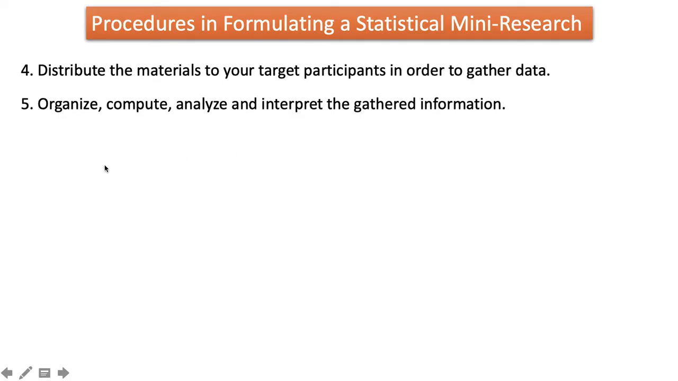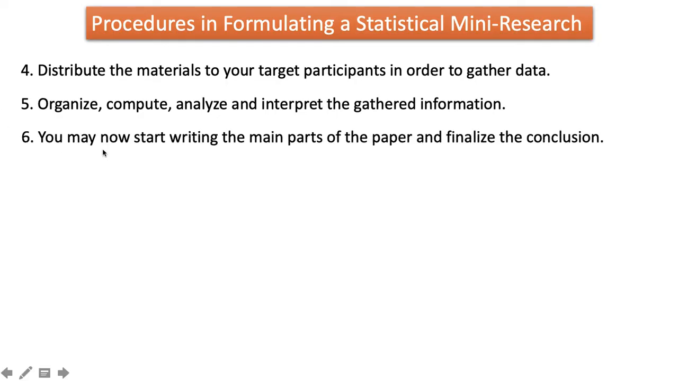So this is where we're going to make a frequency distribution table. Then we're going to decide which measures of position we're going to use. It may be quartile, decile, or percentile. So after that, we can now start writing the main parts of the paper and finalize the conclusion.